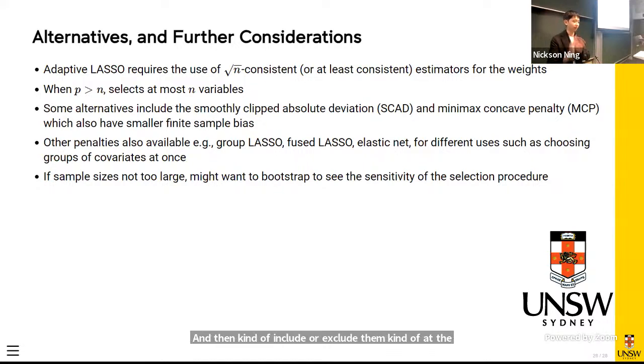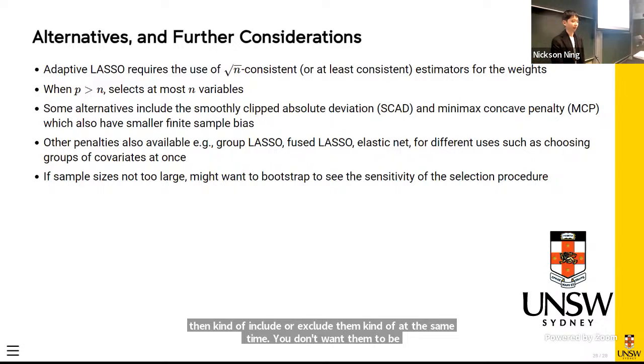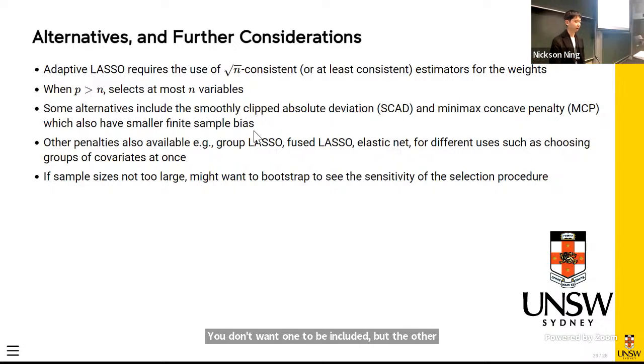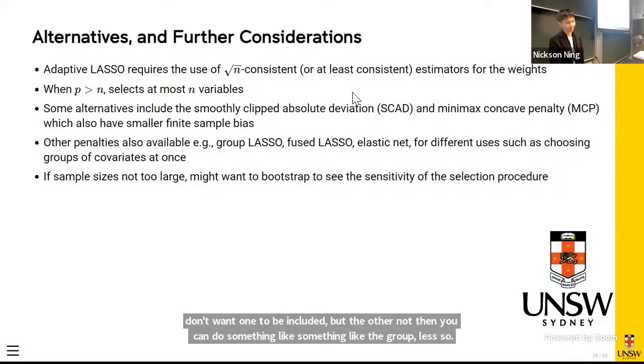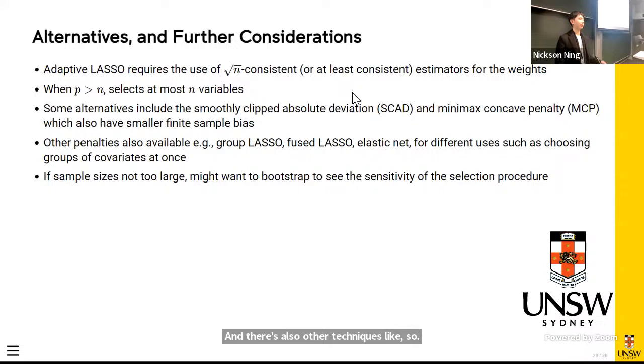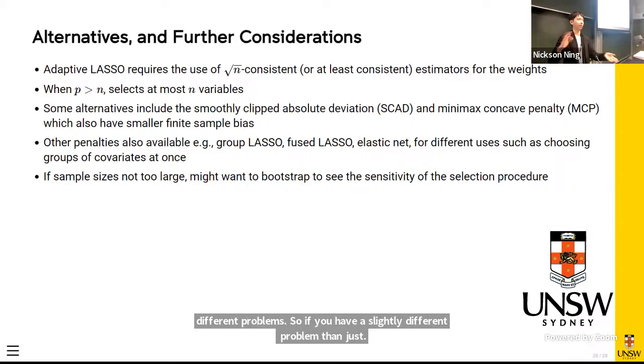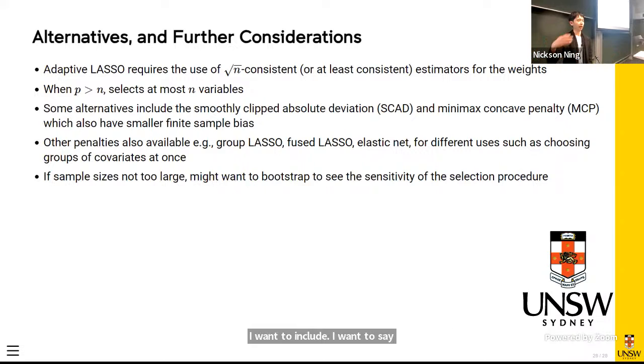You don't want them to be, you don't want one to be included, but the other not. Then you can do something like the group lasso. And there are also other techniques like fused lasso and others that I've listed here that deal with different problems. So if you have a slightly different problem than just wanting to see which variables are important, for example, like that grouping I was talking about before, then you might want to look into some of these, which allow you to do that.